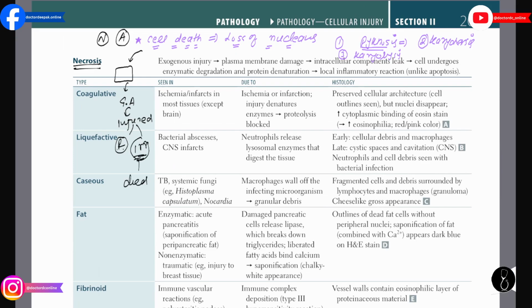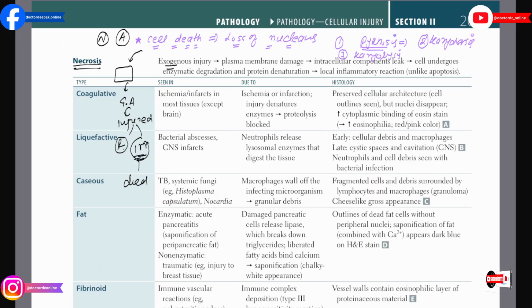So you can say necrosis is basically an irreversible cell injury. And please always keep in mind that this kind of injury is always exogenous. What is the meaning of exogenous? Necrosis is always pathological. You cannot say that necrosis is physiological.